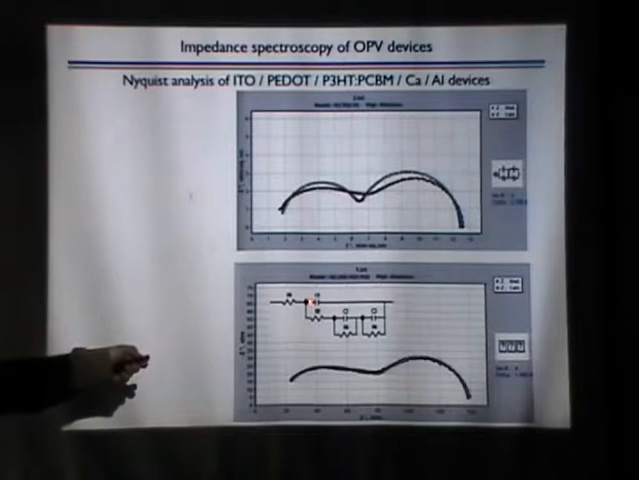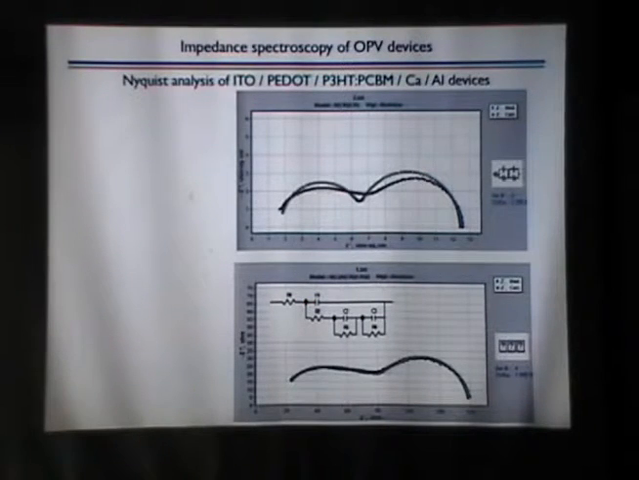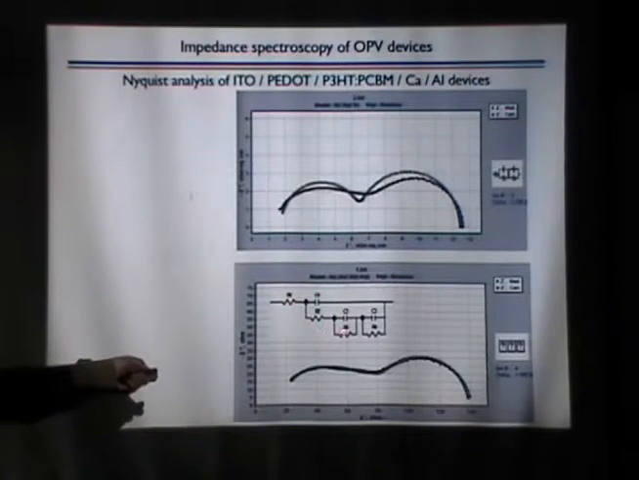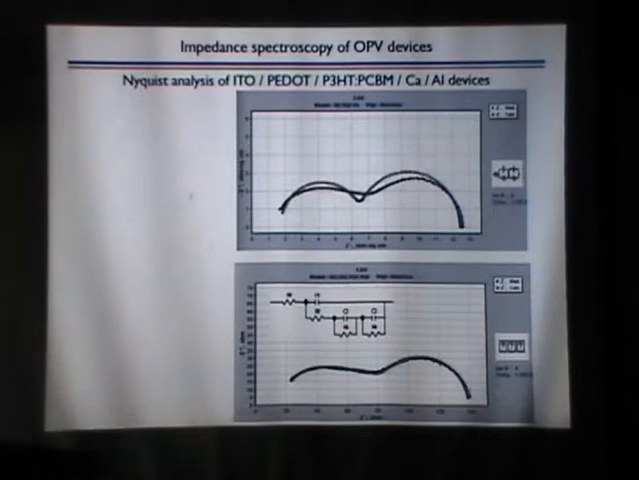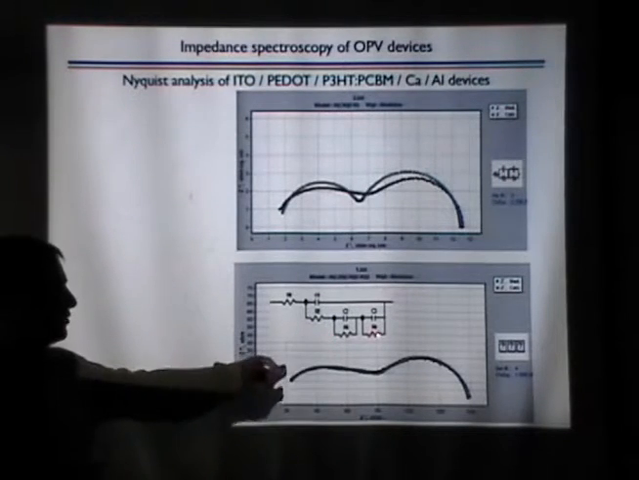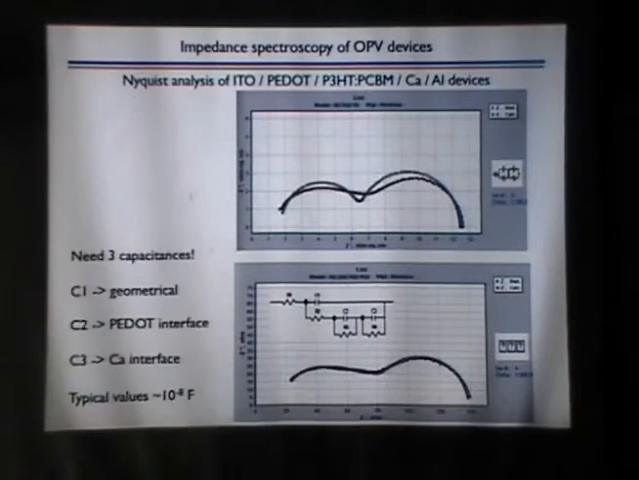In particular, the C1 capacitor is the geometric capacitance of the device. Right? You've got an active layer, two electrodes. The thing is basically a capacitor. All these devices are basically capacitors. So there's the geometric capacitance. Now, what are C2 and C3? Those are coming from the interface. At the interface, there's a bit of charge transfer, there's some depletion, and that gives you an extra capacitance, C2 and C3 at each interface.